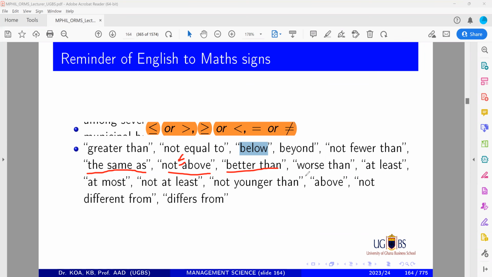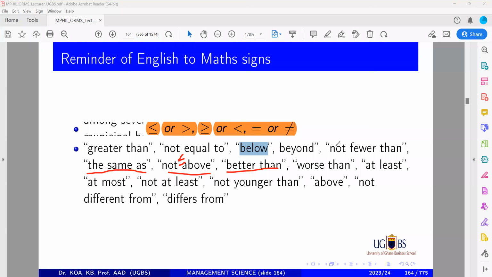What is not younger than? Emmanuel. Less than. Not younger than is not less than. That's not correct. What is not younger than? Adams. Greater than or equal to. Greater or equal to is correct.